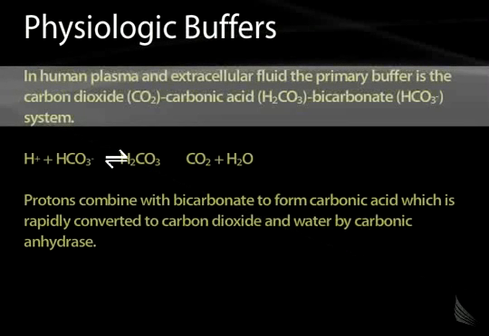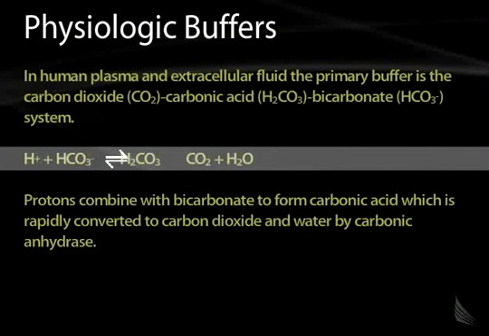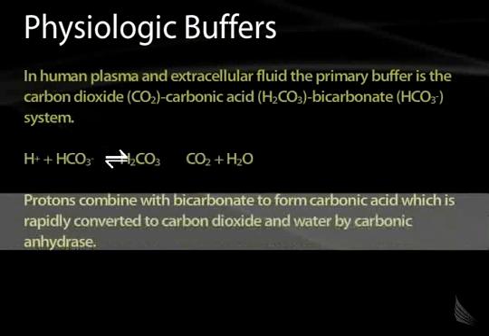In human plasma and extracellular fluid, the primary buffer is the carbon dioxide, carbonic acid, bicarbonate system. And that's expressed in the following equation. On the left-hand side, you have a proton, which combines with a bicarbonate molecule, that's the conjugate base, to form a molecule of carbonic acid. And that's the acid. And that's the buffer. So the transition between bicarbonate and carbonic acid is what provides the buffering capacity of extracellular fluid. Now, that carbonic acid then is rapidly converted to carbon dioxide and water by carbonic anhydrase. And so this enzyme carbonic anhydrase is responsible for both of these transitions.